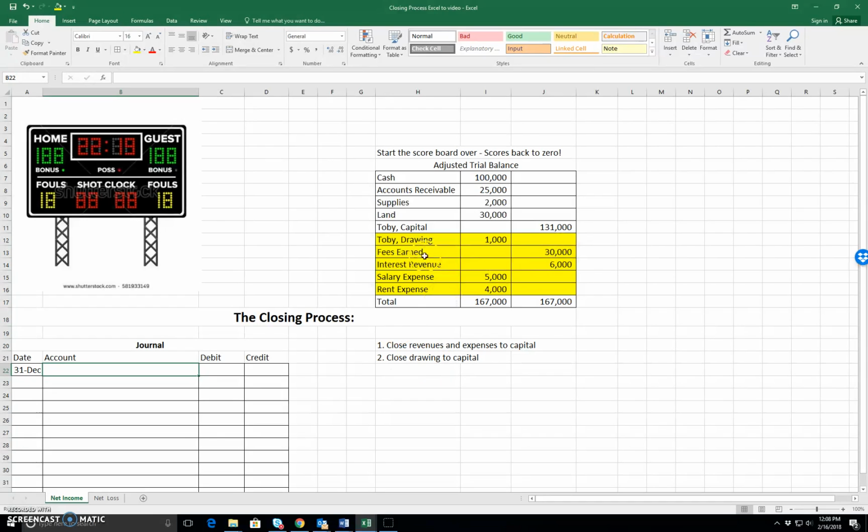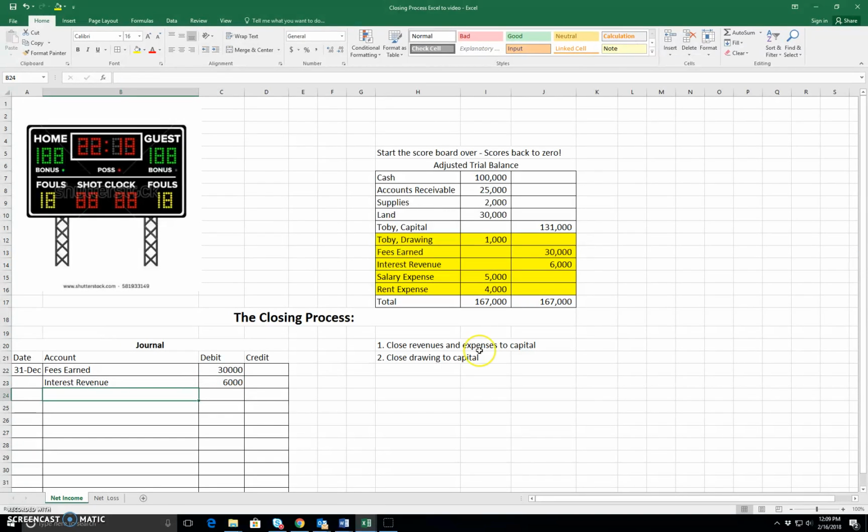If I look up here, I have two revenue accounts, $30,000 and $6,000. If I want to make these balances be zero, I debit fees earned for $30,000 and that will get my balance to zero. I debit interest revenue for $6,000 and that will get that balance down to zero. I have zeroed out fees earned and interest revenue.